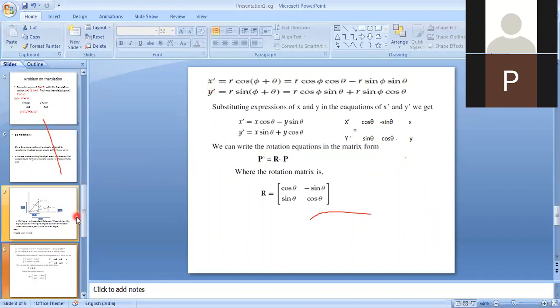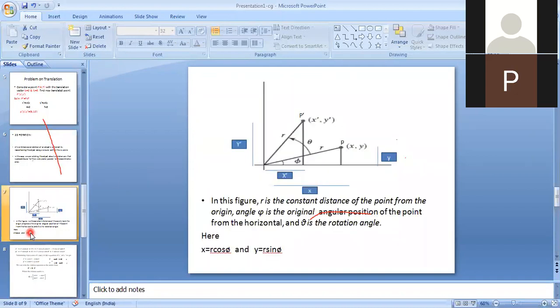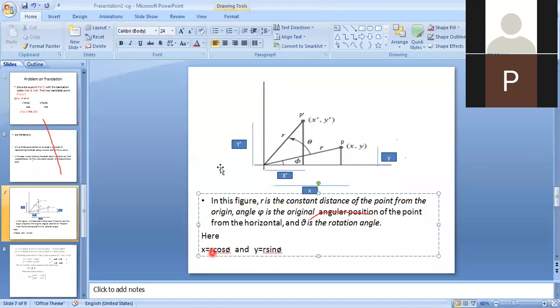On the same lines, as we saw, x is equal to r cos phi and y is equal to r sin phi. On the same lines, if I take x dash and y dash, that is this one, what is x dash and y dash?